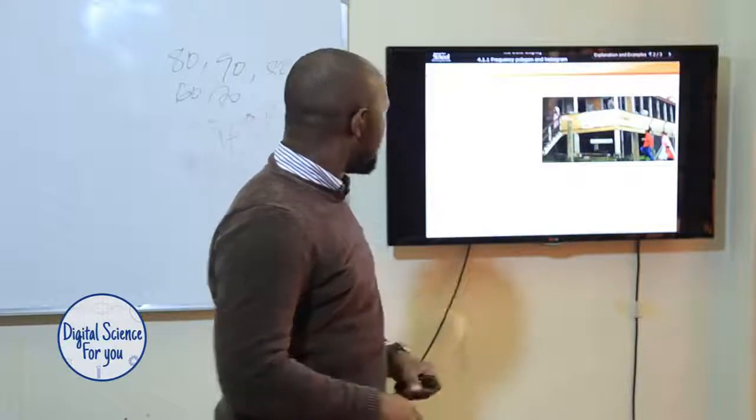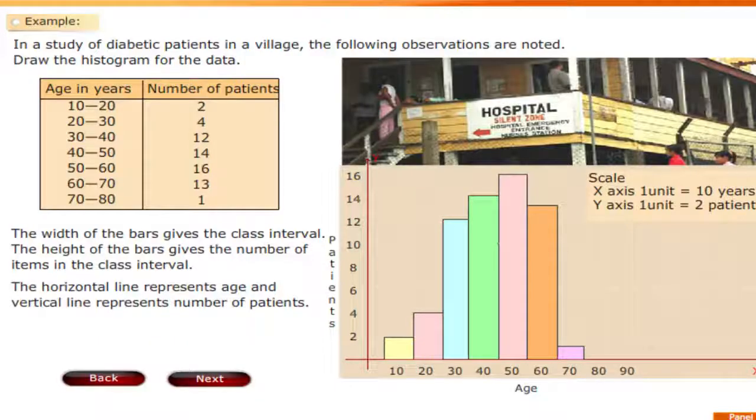So, for instance, if you're getting data in a hospital, say you become a doctor in future. Yes, some of you want to become doctors, and you get data about people who are diabetic. These are patients. In a study of diabetic patients in a village, the following data was observed. Those between the ages of 10 to 20, there are 2 like that. This is the number of patients, and this is the age in years for those groups.